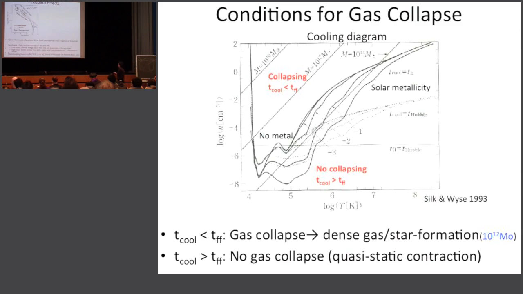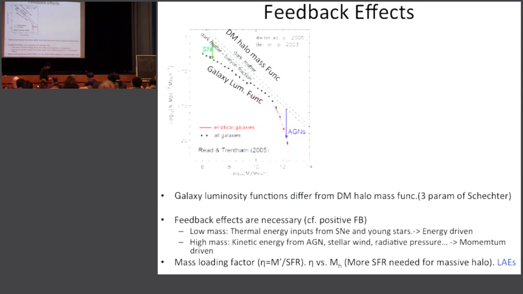So in this way, you have a very complicated thing. And also another difficulty for the gas cooling and triggering the star formation is feedback. In many conferences you hear about the feedback. Well, the original idea of the feedback is if you compare the observed galaxy luminosity function with the dark matter halo mass function, the shape is different.